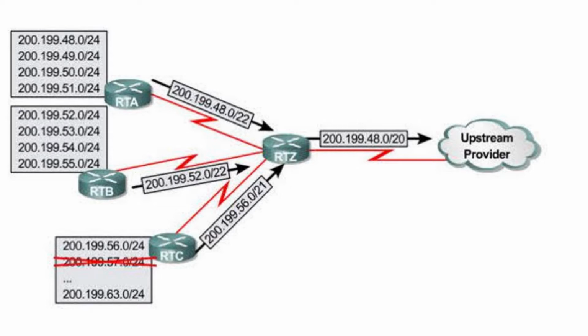However, the summarization configuration prevents the RTC route flapping from affecting any other routers. While the RTC may be kept busy dealing with its own route flap, RTZ and all upstream routers are unaware of any downstream problem. Summarization effectively insulates the other routers from the problem of route flapping.